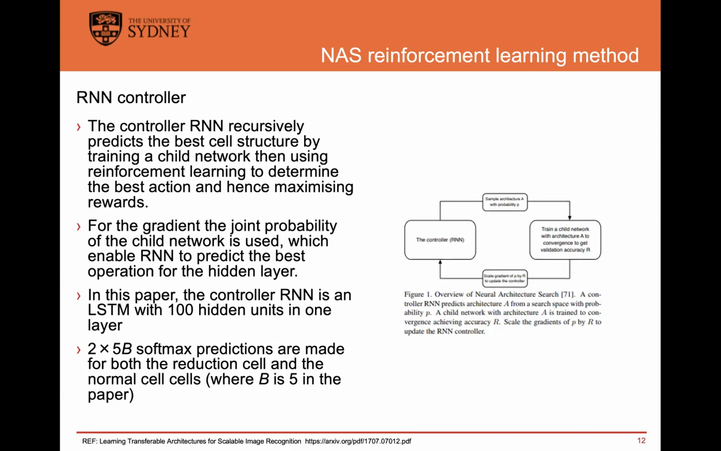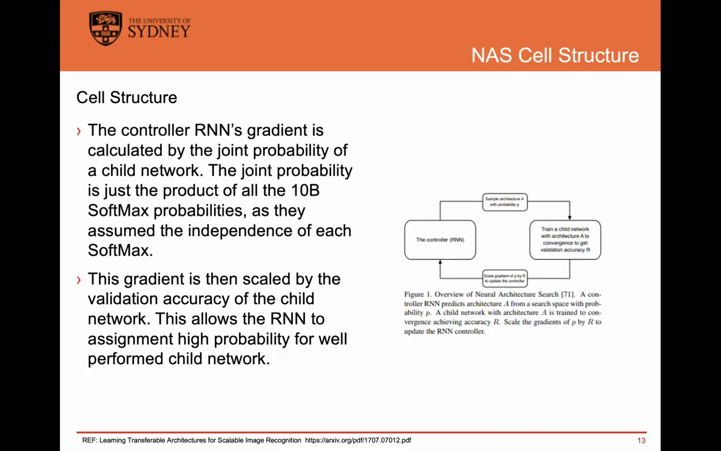And how they train on the child network is basically through reinforcement learning. The gradient they have is the joint probability of all the child networks altogether. And what they try to do is maximize Q. So you use gradient descent, obviously, to train a reinforcement learning algorithm. And that gradient is actually the joint probability of all the child networks altogether. That's how you train your RNN. Once you train your RNN, it's very basic to just use the RNN and run the prediction again, and that will give you your cell structure.